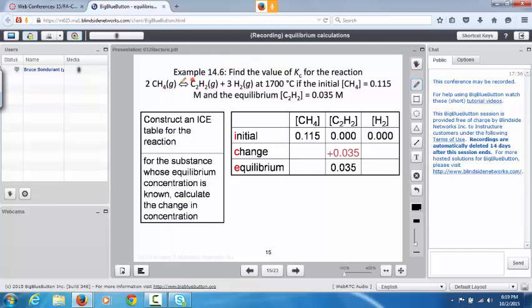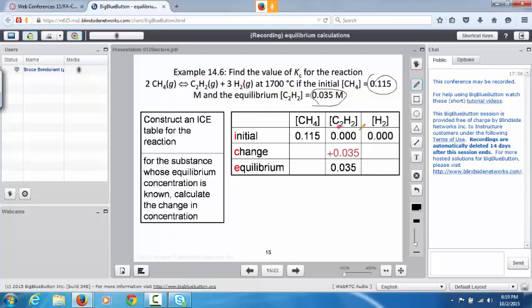Let's take a look at this one. We have CH4 going to C2H2 and 3H2. This is something that's happening at like 1700 degrees. Our initial concentration of CH4 is 0.115 molar, and the equilibrium concentration of C2H2 is 0.035. Oh, it's making 3H2 as well.